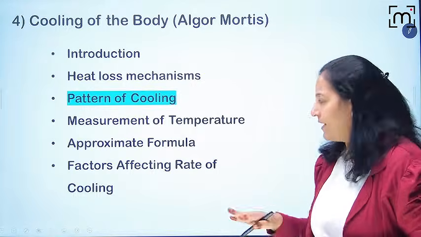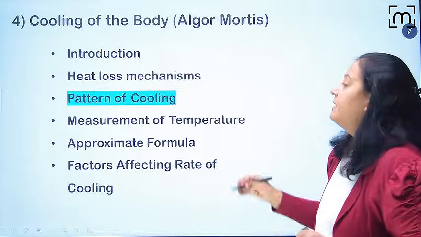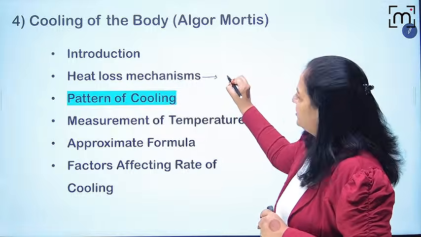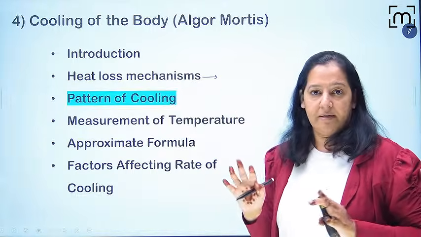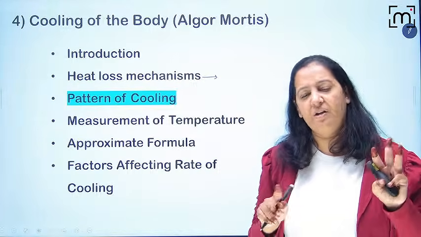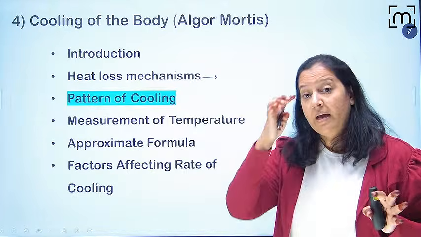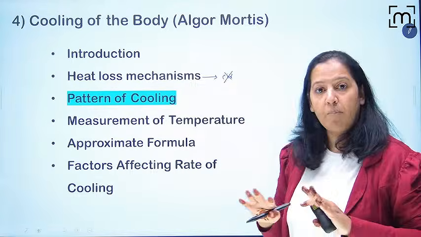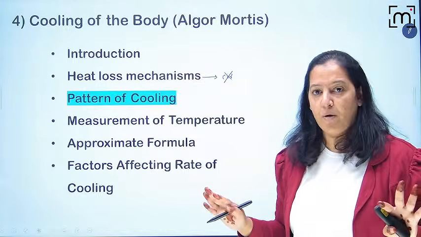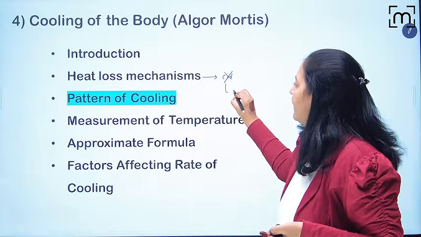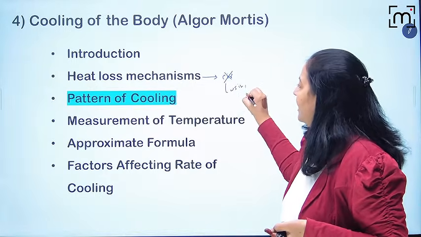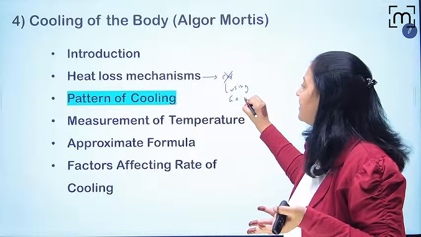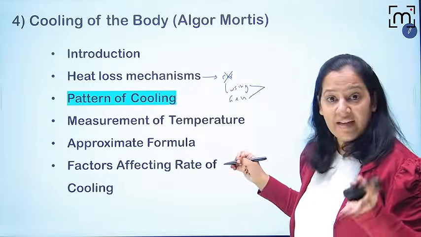You understood? So let me summarize what I have explained. Heat loss mechanism: initially, as soon as the dead body is there, via all mechanisms, conduction, convection, radiation, it is losing heat. Now, as soon as death occurs, circulation stops. Since circulation stops, convection will stop, so the body starts losing heat. On one hand, it is losing heat. On the other hand, it is generating heat. So they cancel each other out, and initially there is a plateau.